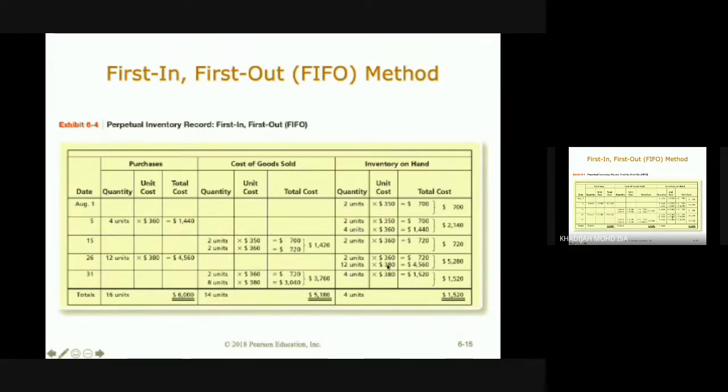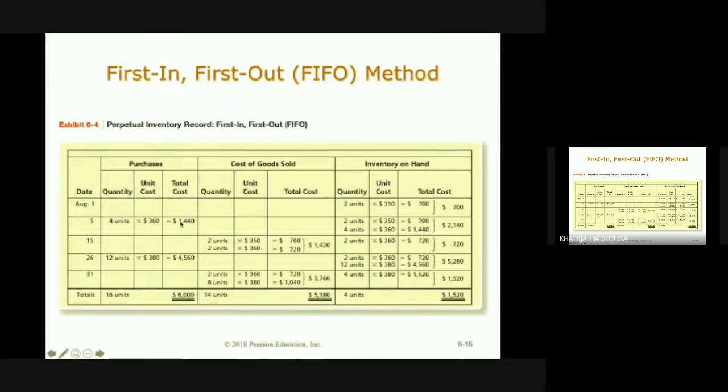So on the 31st of August, when you sell 10 units, you are going to sell the first 2 units at 360 and then 8 units at 380. Because of that, you have a balance of 4 units at 380. So total closing inventory is 1,520 and your cost of goods sold is 3,760. And again, 6,000 is your purchases.